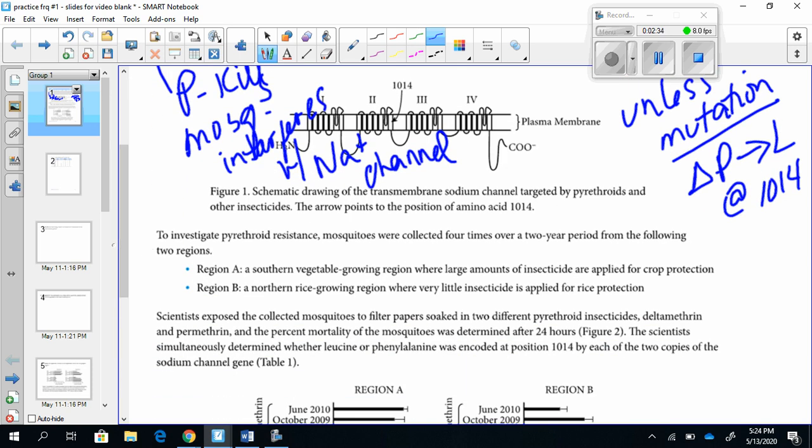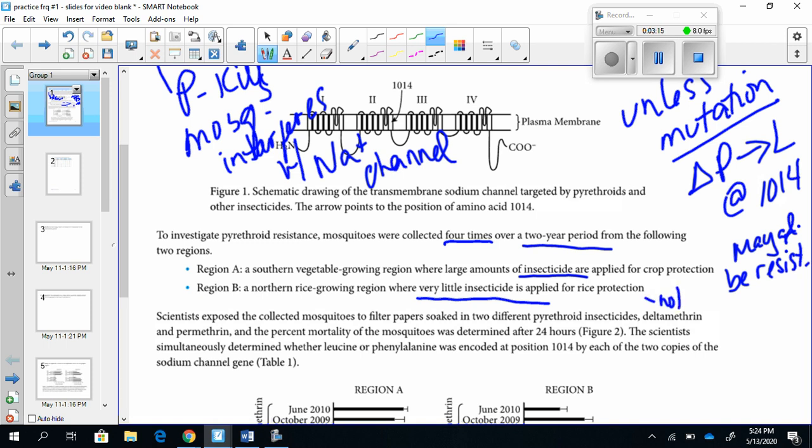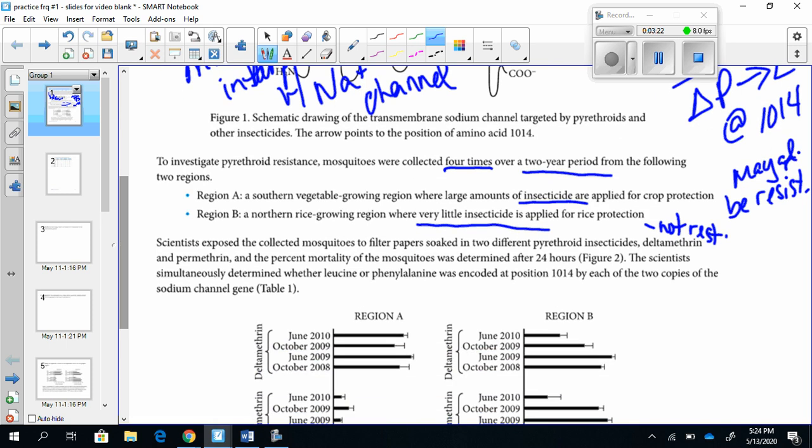Now let's keep reading. To investigate P resistance, mosquitoes were collected 4 times over a 2-year period from the following 2 regions. Region A, a southern vegetable growing region where large amounts of insecticide are applied for crop protection. Region B, a northern rice growing region where very little insecticide is applied for rice protection. I'm already starting to guess that the area where they already have the insecticide, they may already be resistant. This is just a guess. And these ones are probably not resistant because there's no need for that particular mutation to have become higher in frequency in that area, if it does exist at all.